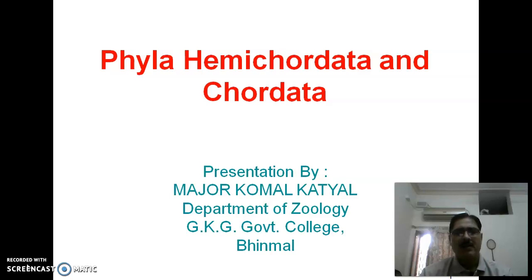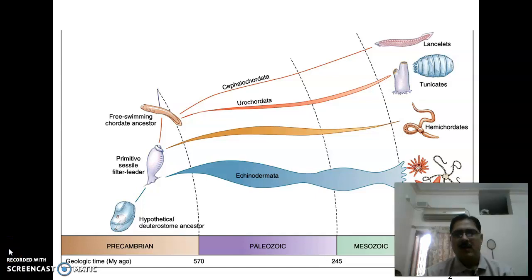Today, we will begin our lecture with two phyla, one Phylum Hemichordata and the other Chordata. Let us begin our lecture first with the phylogeny part of the Chordates.